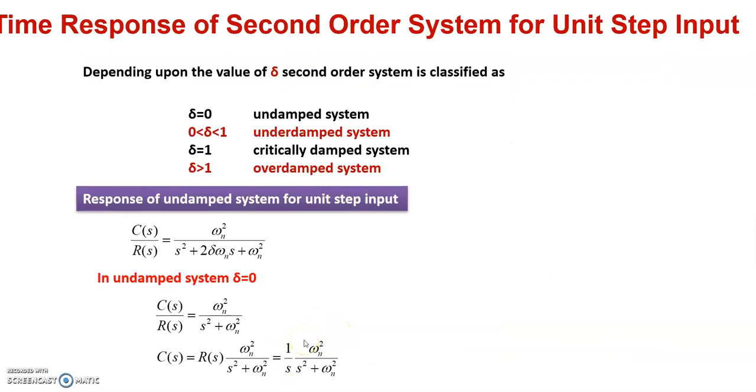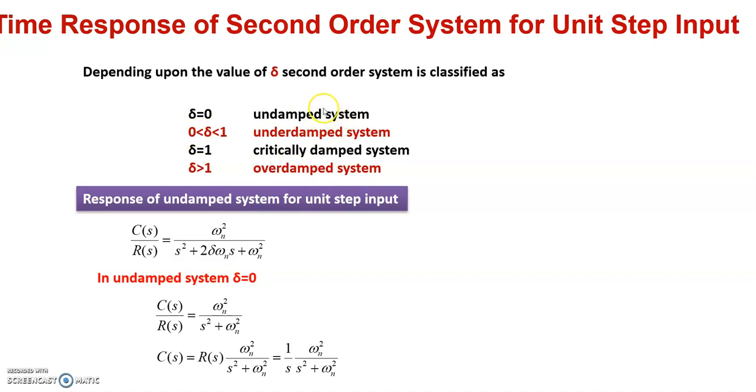So the time response of the second order system for unit step input. Before that, depending upon the zeta value, the second order system can be classified into undamped system, that means zeta is equal to 0; underdamped system means the zeta value is in between 0 and 1; critically damped system is equal to 1; and overdamped system is greater than 1. So these are all the classifications depending upon the zeta value.